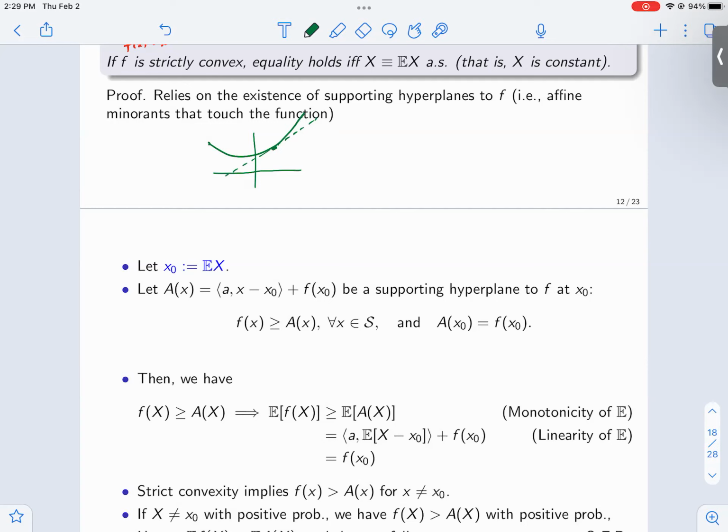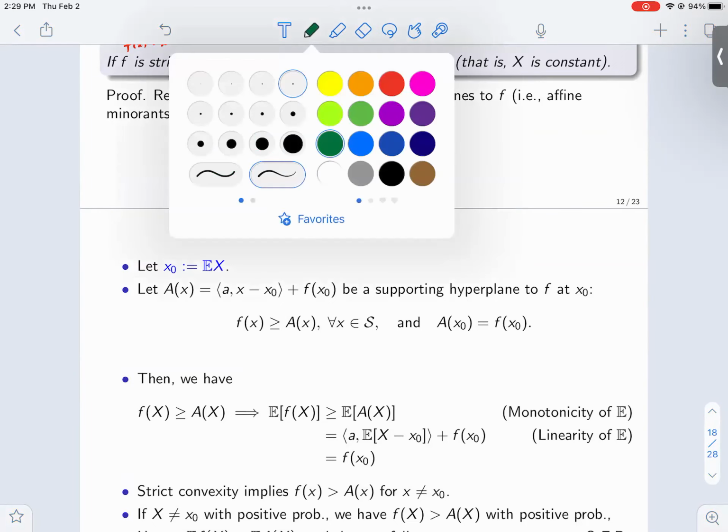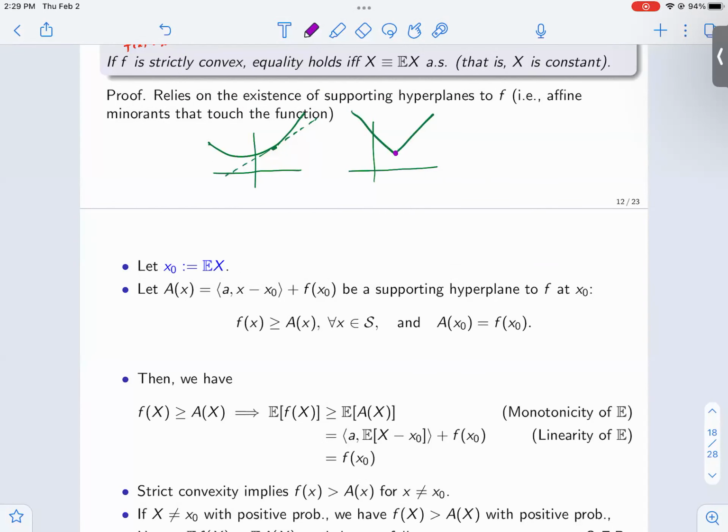Supporting hyperplane means that it touches the function at that point, and the function is to one side of it, the side above, basically, in this case. So this holds even if the function is not differentiable. For example, if I have something with a kink here, at this point there is no tangent, so the function is not differentiable, but there are supporting hyperplanes. There are many of them actually. So any of these would work as a supporting hyperplane.